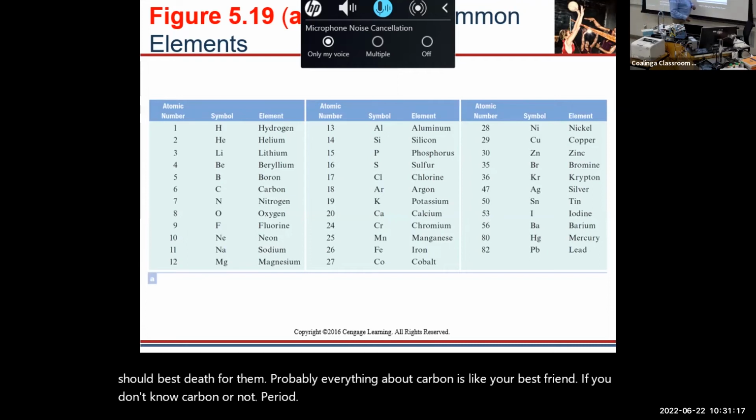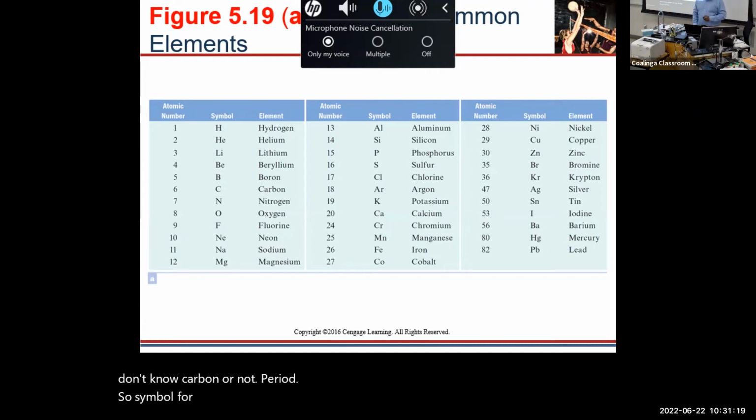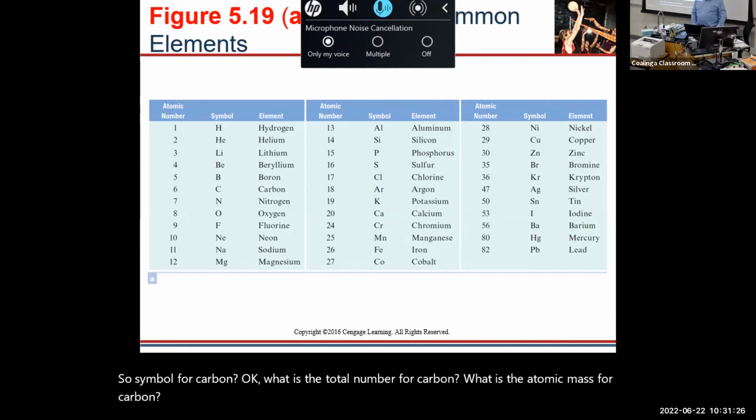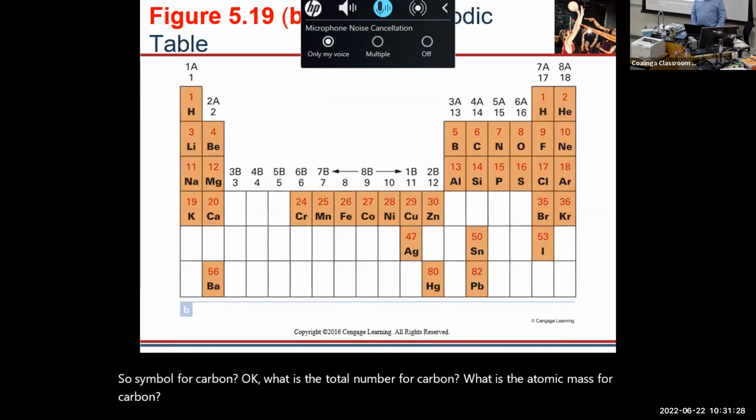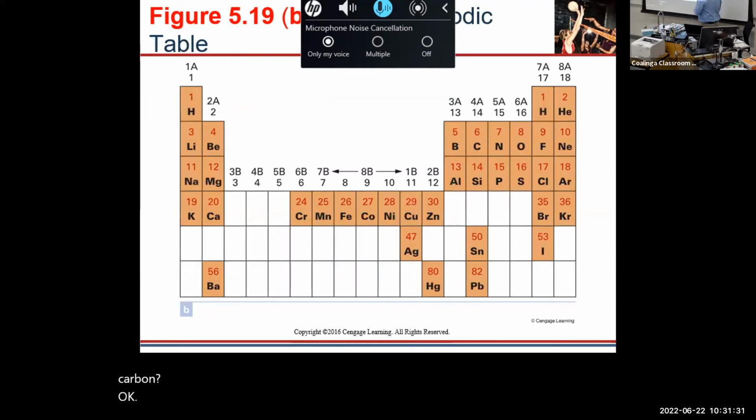Symbol for carbon? C. What is the atomic number for carbon? What is the atomic mass of carbon? 12.01. These are the ones that are most common.